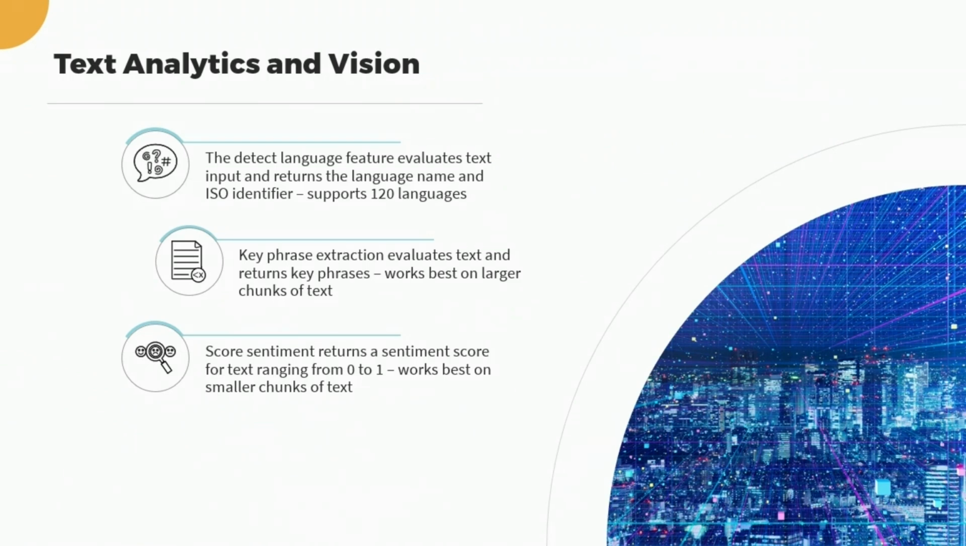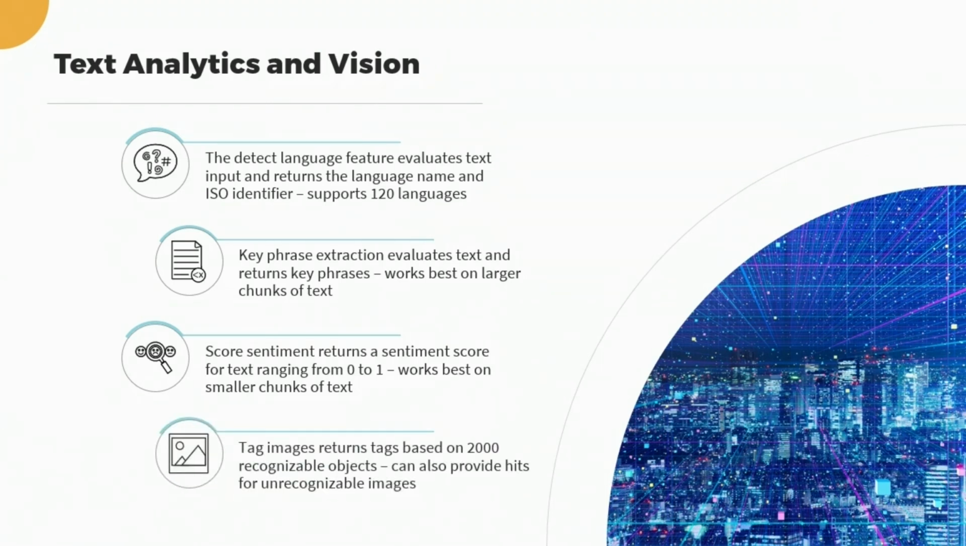And the fourth feature here is a vision API that allows us to tag images. This returns tags for images that you input via URLs based on 2000 recognizable objects. It can also provide hints for unrecognizable images.